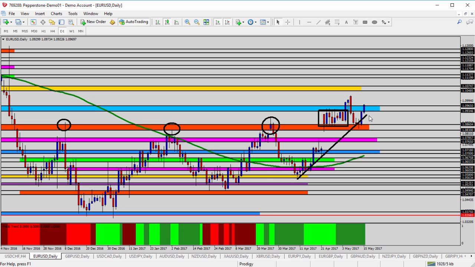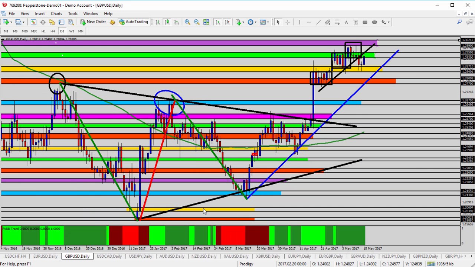Otherwise, a reversal from here takes it back down to the orange zone where we've seen significant support and resistance back here where the black circles are over the past several weeks. Moving on over to the GBP/USD, the Great British Pound, US dollar.